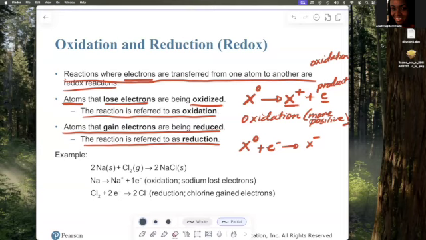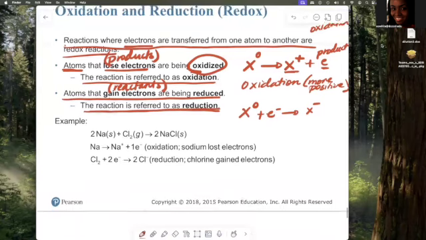I'm kind of getting ahead of myself, right? But let's go back here. Oxidation is identified by loss of electrons. When you're losing electrons, electrons tend to be products, okay? And then reduction is defined as gaining of electrons. When you're gaining electrons, electrons tend to be reactants. So I'm writing it here as reactants, okay? And in this case, the species is being reduced, and the reaction is referred to as reduction.